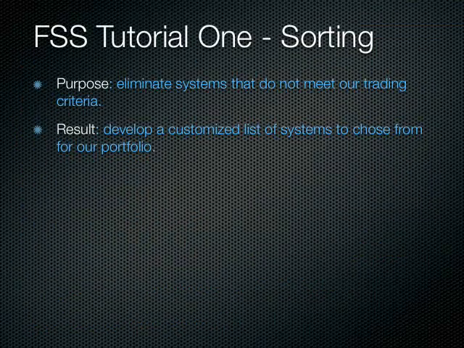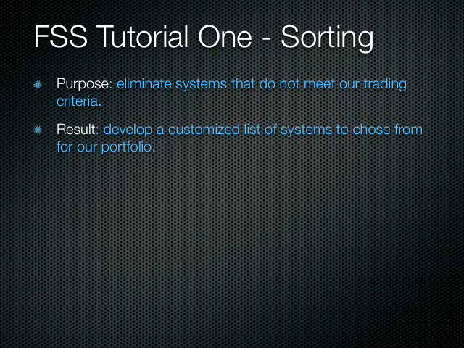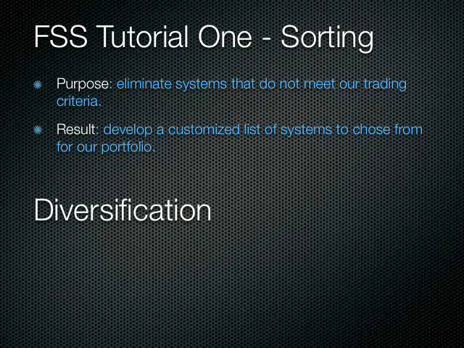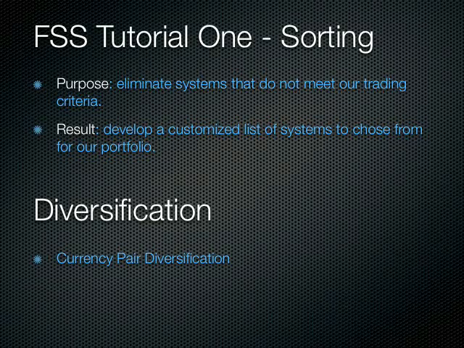After sorting the systems in our first tutorial, we eliminated those that did not match our trading criteria and were left with a customized list to choose from for our portfolio. However, more often than not, traders will not want to incorporate every system that they have selected. So what can we do to decide which systems to use? One method that should be considered is diversification. Although there are a number of ways to diversify, we will be focusing on currency pair diversification in this tutorial.